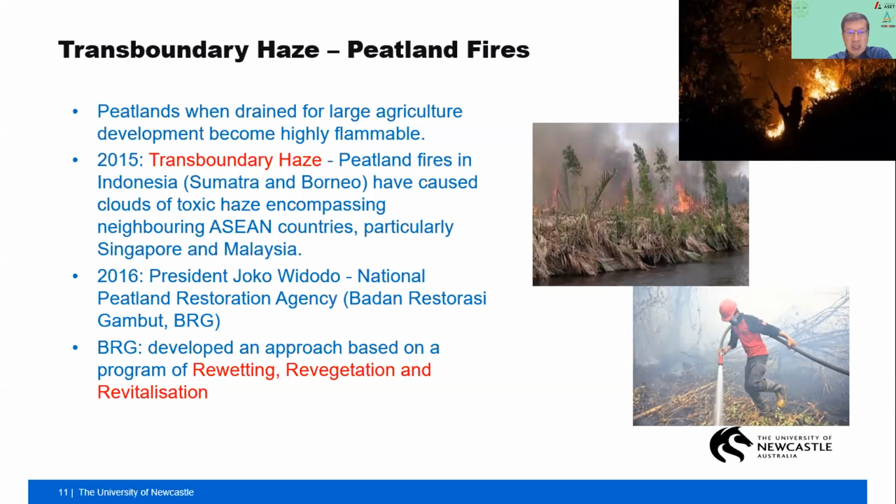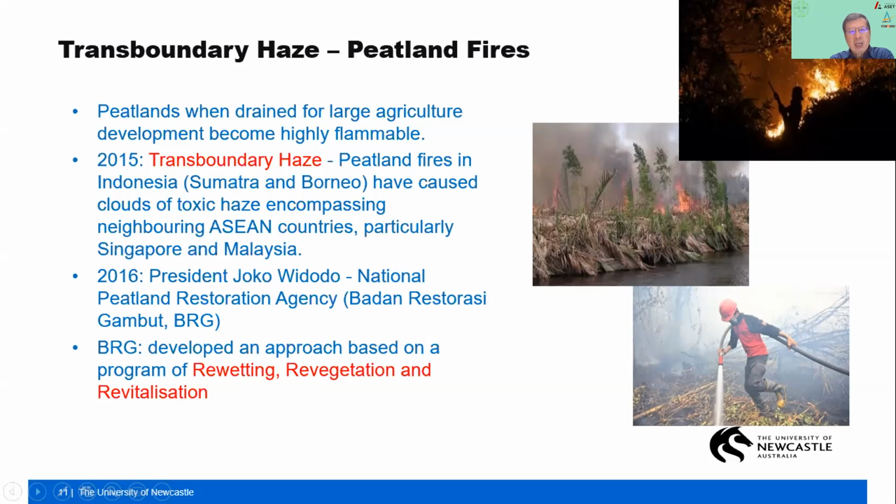And so in 2016, to tackle this problem, as massive amounts of peatland had been burnt, and to restore them and also to prevent further fires, President Joko Widodo instituted a national peatland restoration agency, right? BRG, Badan Restorasi Gambut, which is in Bahasa, to tackle this problem. Basically, the approach is what we call the 3 R's: re-wetting, revegetation, and revitalization.